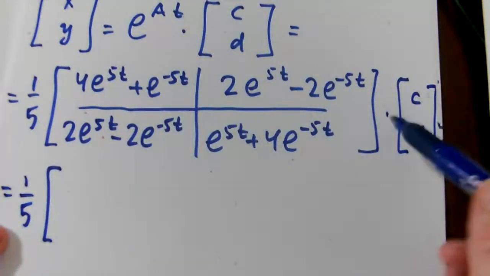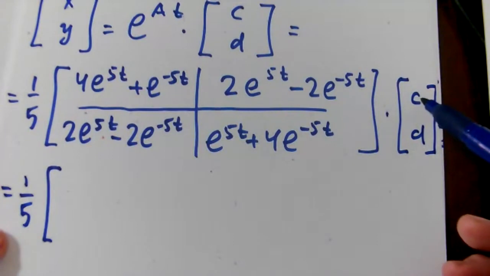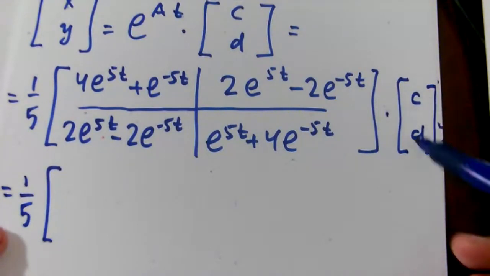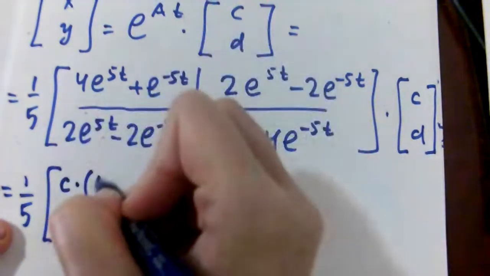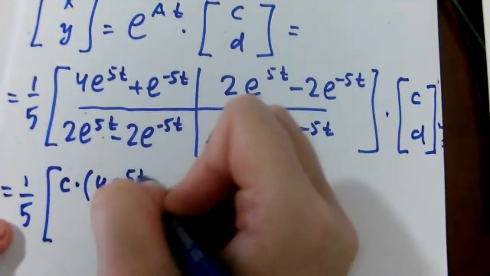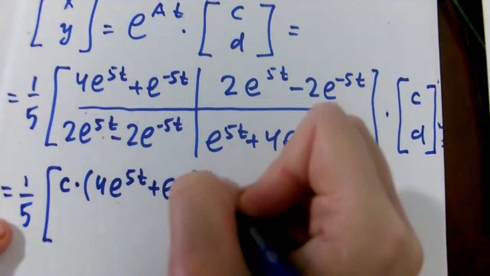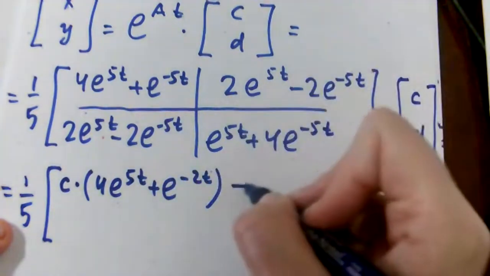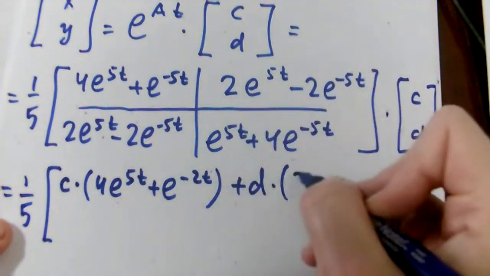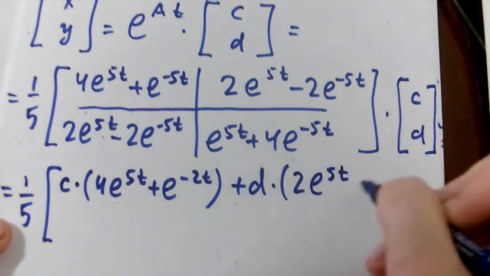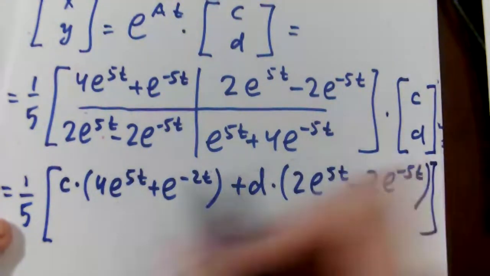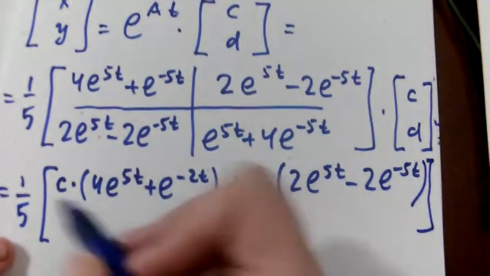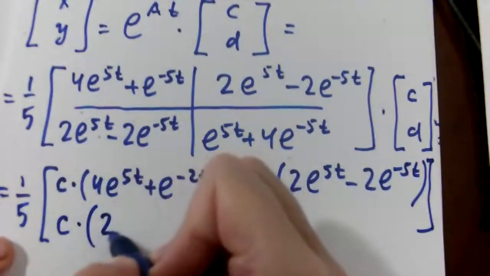Remember, just before, in the previous task, we had 5 and 1 here, but now we have c and d. It will look like this: c times this first guy, plus d times this second guy in this row, d times 2. And I'm just copying these guys. So as you can see, so far nothing bad is happening. You just need to be very, very careful.